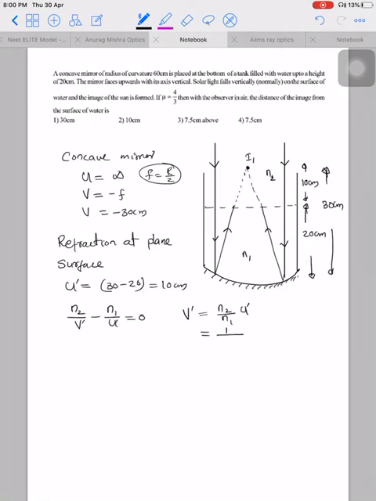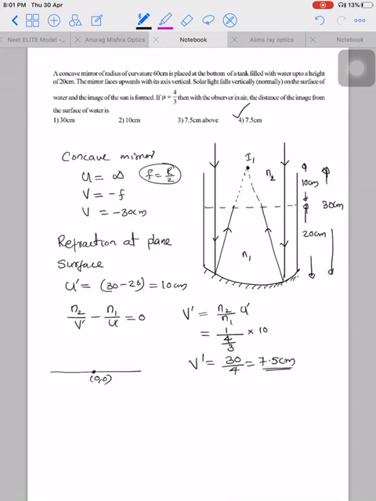So here n2 is 1. The n1 is 4 by 3. And the object distance is 10. So v dash is equal to 30 by 4 is equal to 7.5 centimeter. Here distances are measured from the interface. In refraction at the plane surface, distances are measured from the interface. Therefore, image is formed at 7.5 centimeter above the water surface.